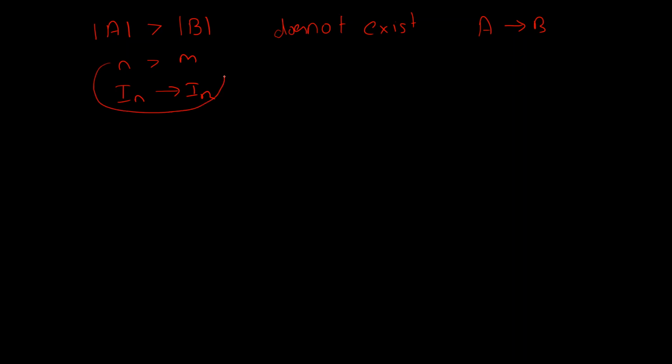The same definition has to be used, but I n has to be replaced by A, and I m has to be replaced by B. Now there exists another, a similar proof. This one is for 1-1. Now we'll see what happens for onto.